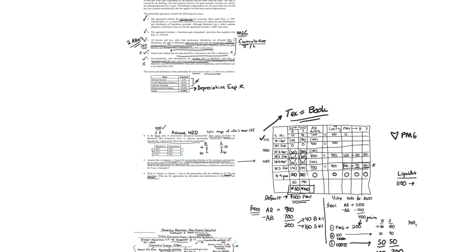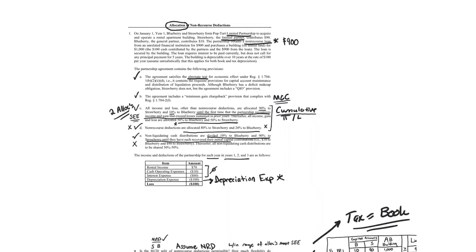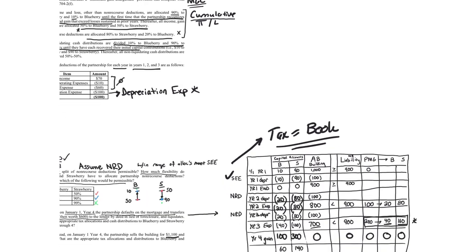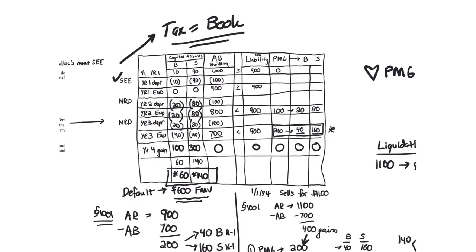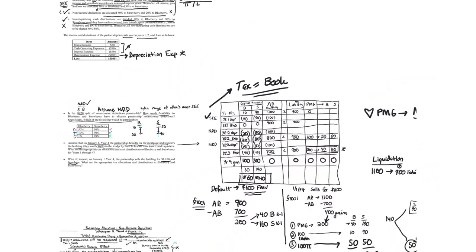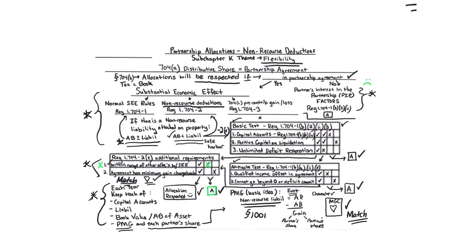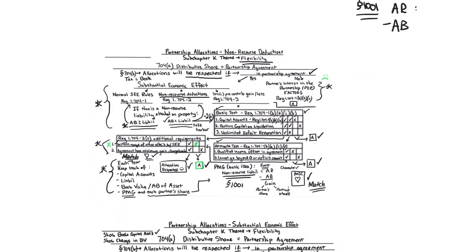All right, so I hope you've enjoyed this problem. This one is a long one, but it's also very important. Please go back through it, and again, whenever you're doing your analysis, make sure not to just focus on this capital account analysis and these numbers, but also to go through the ordering, right, and structure your analysis something like this, and show your professor, hey, this is the order stuff goes, along with also substantial economic effect and non-recourse deduction.